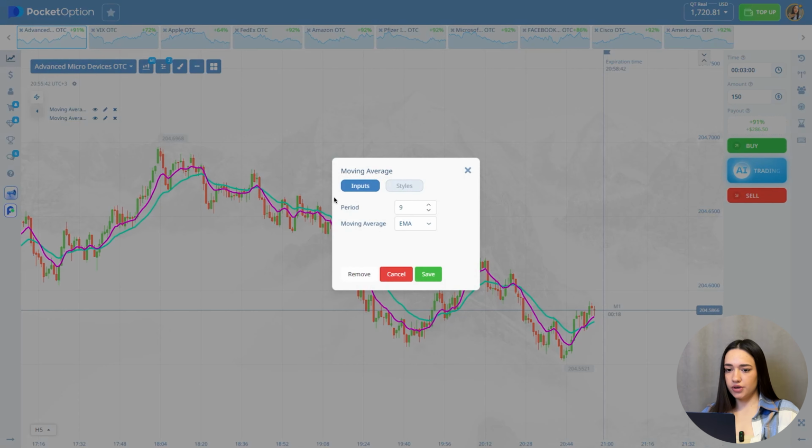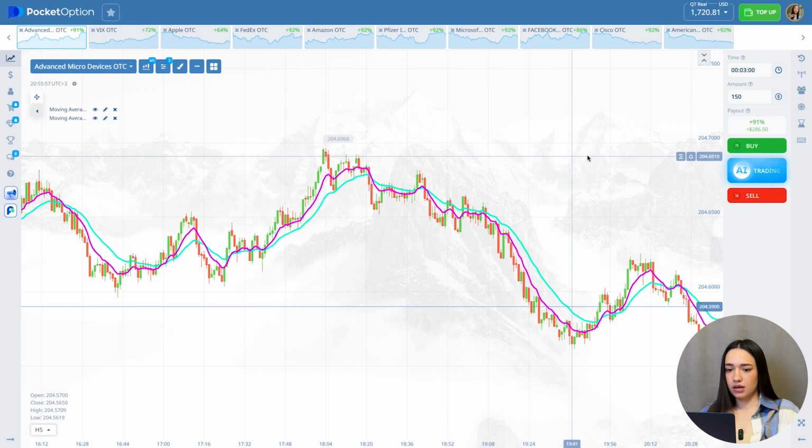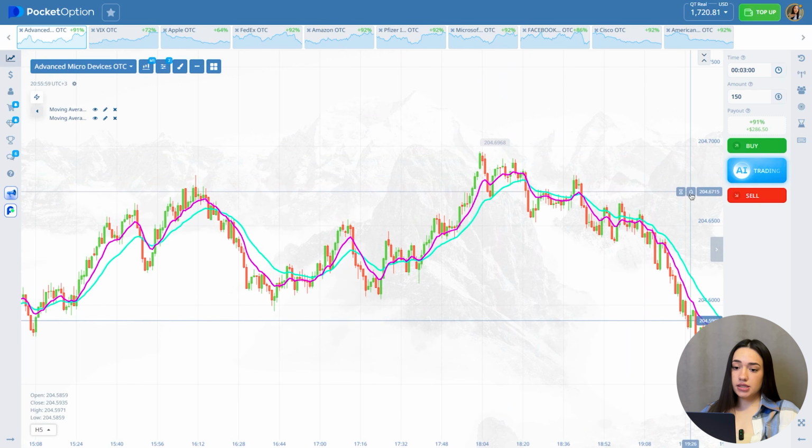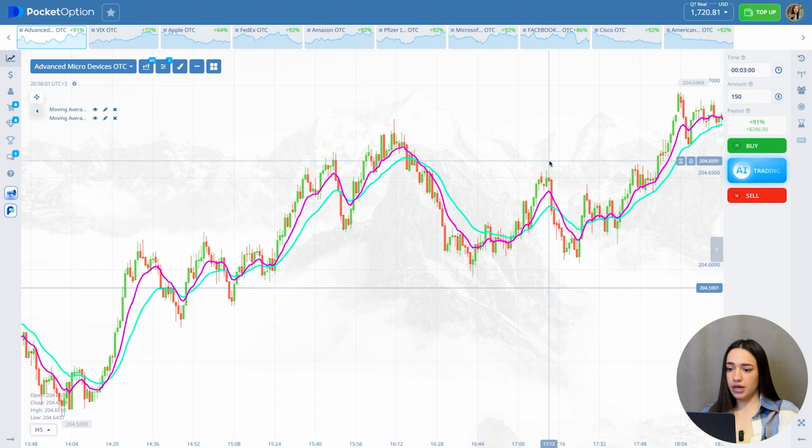Next, we configure the second moving average. Again, we chose an exponential one and set the period to 9. So this will be our short moving average. This color is purple, and we click save. And guys, this is how these moving averages look on the chart. As we discussed earlier, the main focus here will be on moving average crossovers.